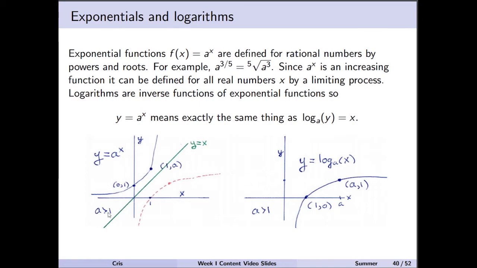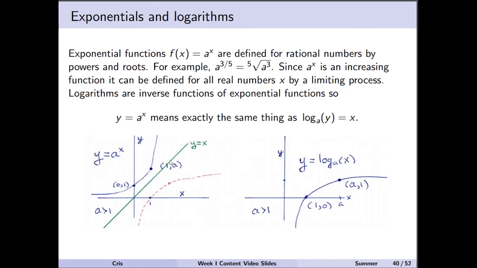I'm doing the case where a is greater than 1 here, and in that case, exponential functions increase very quickly. They look like this. They start out very small. When x is 0, they give you 1. When x is 1, they give you a, and then they go up quickly, because each time we increase x by 1, we multiply the y value by a.